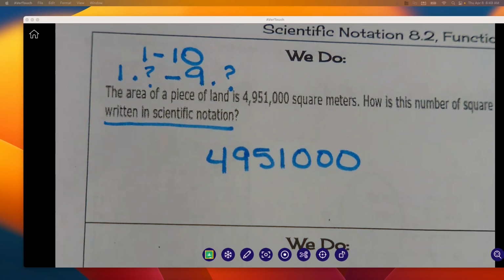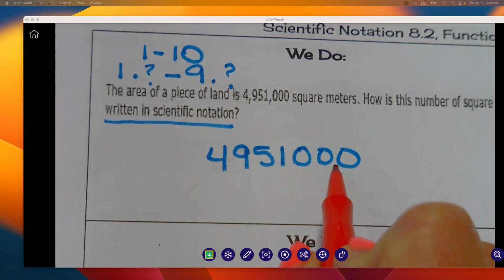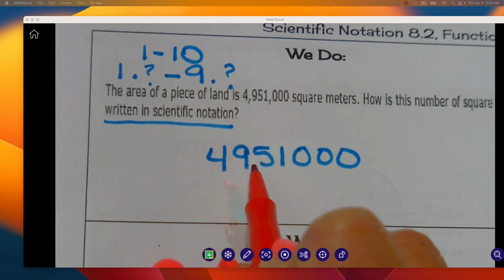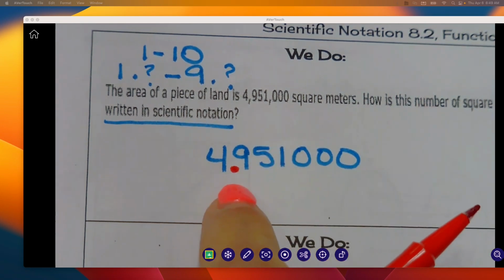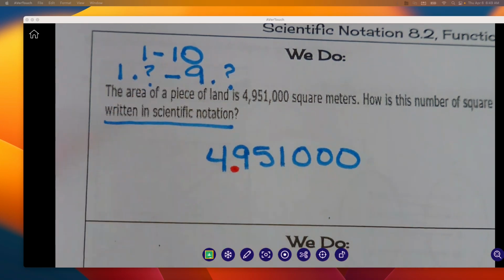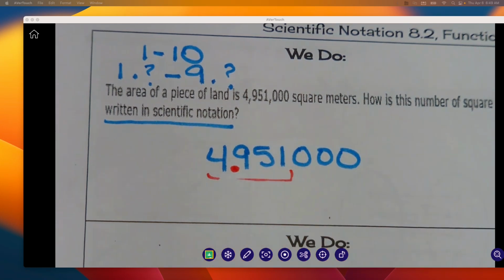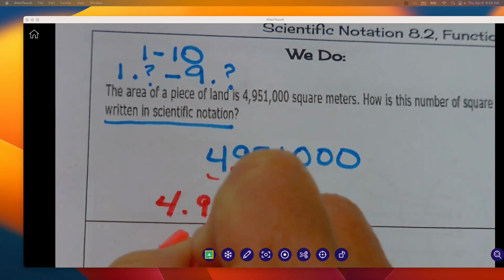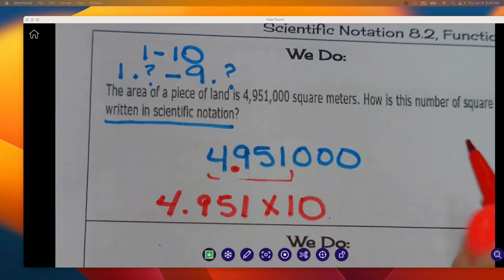Okay, so the first thing we're going to do is, remember, our base number is going to be between 1 and 10. So where we put this decimal point has to be between 1 and 10. So all of these numbers so far will not be between 1 and 10. But if I put it here, I have 4.951000. 4 is between 1 and 10, so we're good. So what I'm going to do is I'm going to rewrite all the numbers besides the zeros. Okay, so I have 4.951.